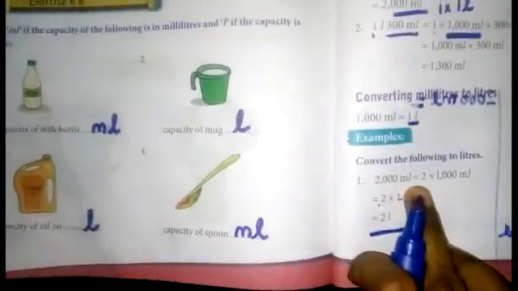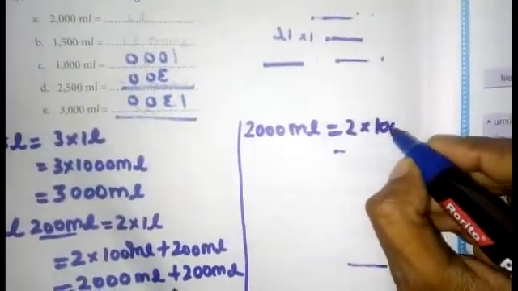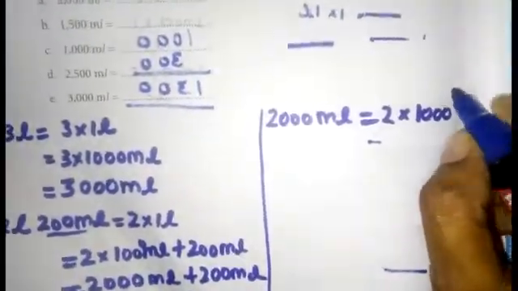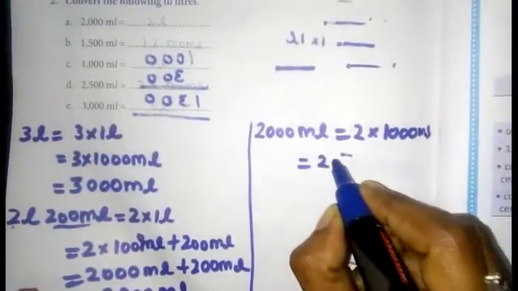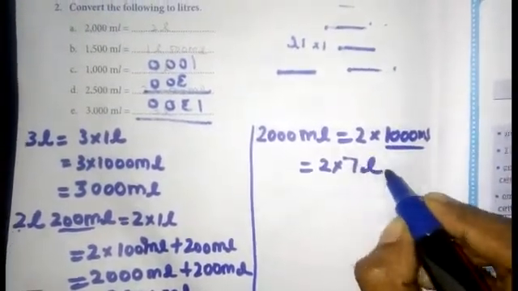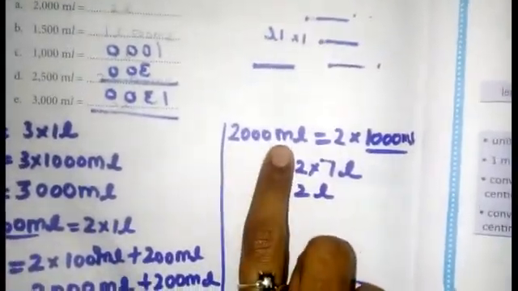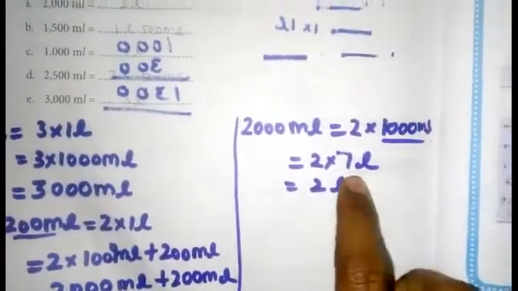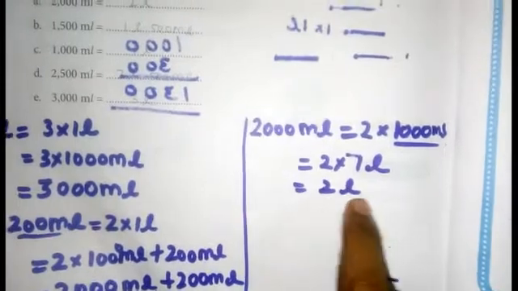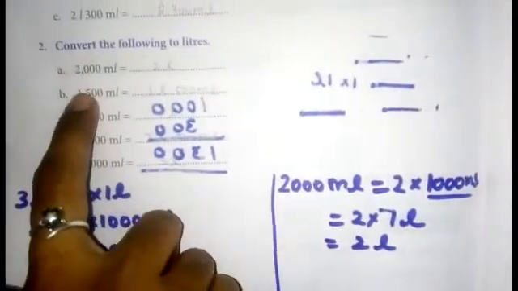So 2000 means first what you have to split. Already here we learned, right? 2000 milliliter means 2 into 1000 milliliter. First you have to write the number 2 into 1000 milliliter. So from that, 2 into 1000 milliliters equal to 1 liter. So the answer is 2 liter. Okay, first 2000 milliliter means you have to split the number 2 into 1000. So 1000 milliliters equal to 1 liter. So 2 into 1, 2 liter.